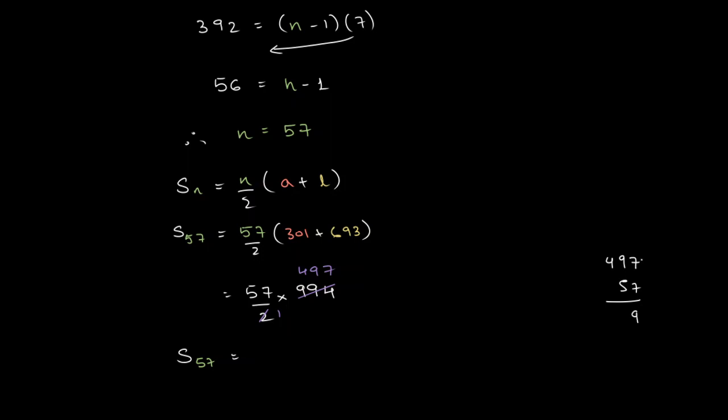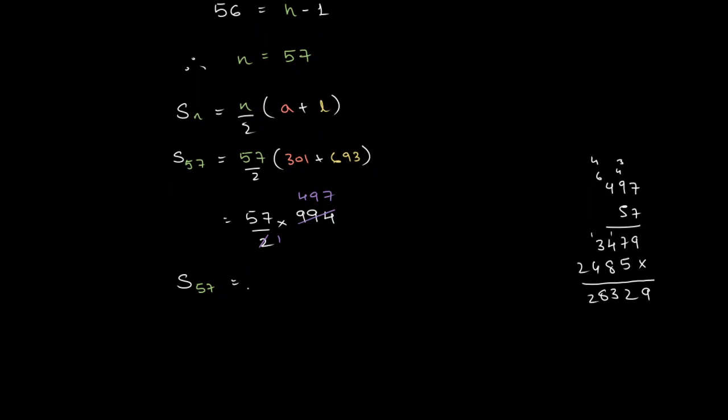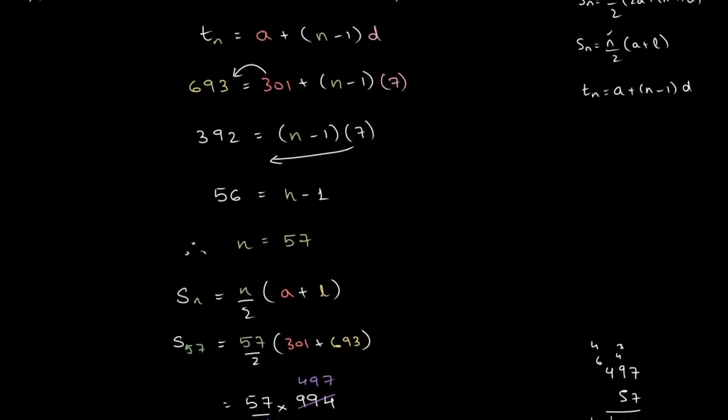7 sevens are 49, 7 nines are 63, 67, 7 fours are 28, and 6 is 34. 5 sevens are 35, 33, 5 nines are 45, 48, and 5 fours are 20, 24. Adding up, the sum of 57 terms of this AP is 28,329. So this is the answer I was looking for.